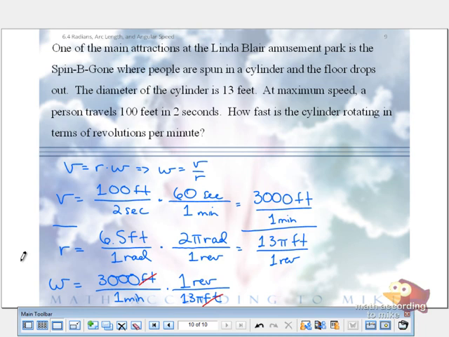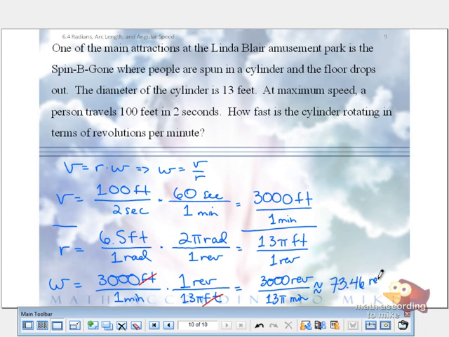So multiply across, we get 3,000 revolutions per 13 pi feet. Now, if this were on a test, I'd tell you how far to round. So if you were to throw this into your calculator, carefully. Now, when I say carefully, I mean carefully because it's deceptive. You need to put parentheses around the 13 pi. Otherwise, you'll only be dividing by the 13 and you'll multiply by pi. Everyone knows multiplying by pi is dangerous. What'd you get? 73.46 revolutions per minute.